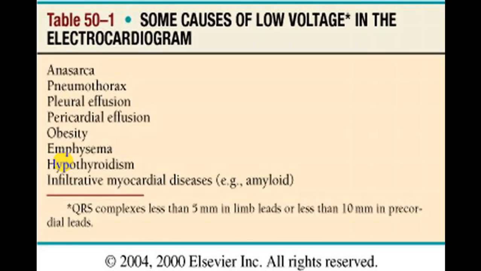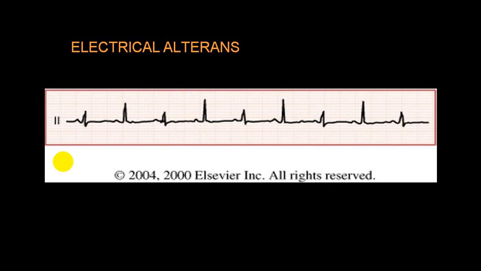And there are other conditions where you can have a low voltage, like generalized anasarca, pneumothorax, massive pleural effusion, particularly if it is on the left side, pericardial effusion, obesity, emphysema, hypothyroidism, and even myocardial disease like amyloidosis. This is a typical ECG showing you electrical alternans.